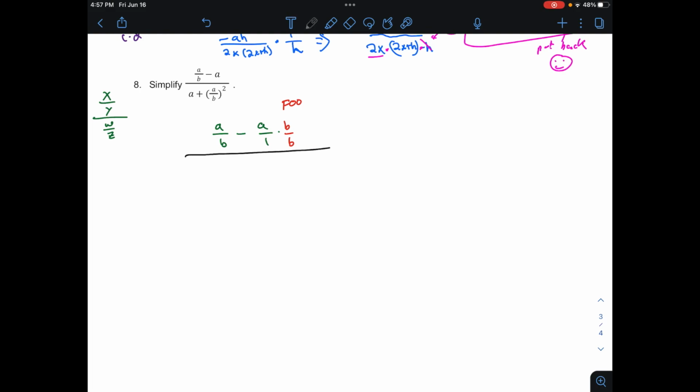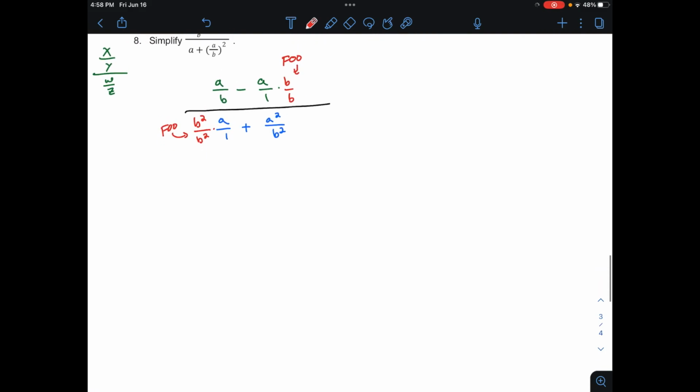In the denominator, we have, in blue, a over 1 plus a over b squared. But if I want to know the denominator, let's distribute that squared in, a squared over b squared. So my foo down low is going to be times b squared over b squared. Foo. Delightful. Continuing that on out, we are going to get a over b minus ab over b over ab squared plus a squared over b squared over b squared.